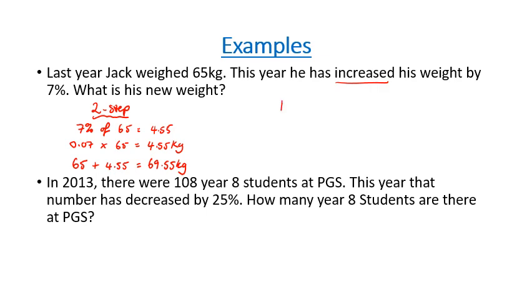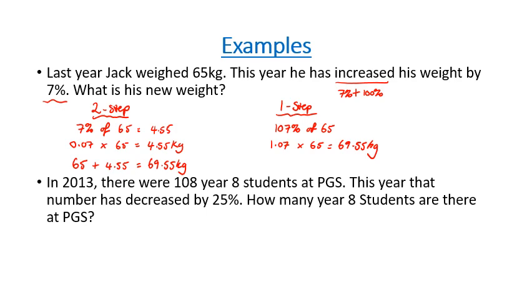In our one-step process, we know it's an increase. So an increase means we add onto 100%, and we know that 7% is what we're trying to add. So we would go 7% plus 100%. So we're actually trying to find 107% of 65. So this becomes 1.07 multiplied by 65, and that's going to give us an answer of 69.55 kilograms.